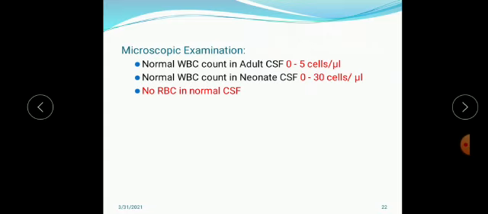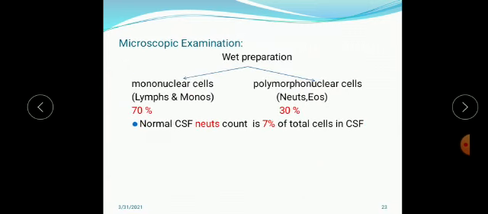During microscopic examination, we can find the total cell count as well as the differential cell count. The total WBC count in adult CSF ranges from 0 to 5 cells per cubic millimeter, and the normal WBC count in a neonate ranges from 0 to 30 cells per microliter, and there are no RBCs in normal CSF. On wet preparation, most of the cellular content comprises mononuclear cells, accounting for 70%, usually lymphocytes, and 30% are polymorphonuclear cells, mainly neutrophils.